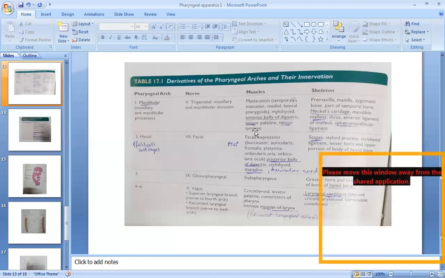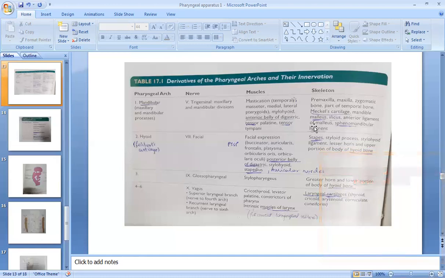Skeleton. I told you that the premaxilla, maxilla, zygoma, and part of the temporal bone will be formed from the maxillary process. The Meckel's cartilage will ultimately form the mandible. The remnants of this cartilage will be converted into the incus and malleus, and some part of it will be converted into a ligament called the sphenomandibular ligament.